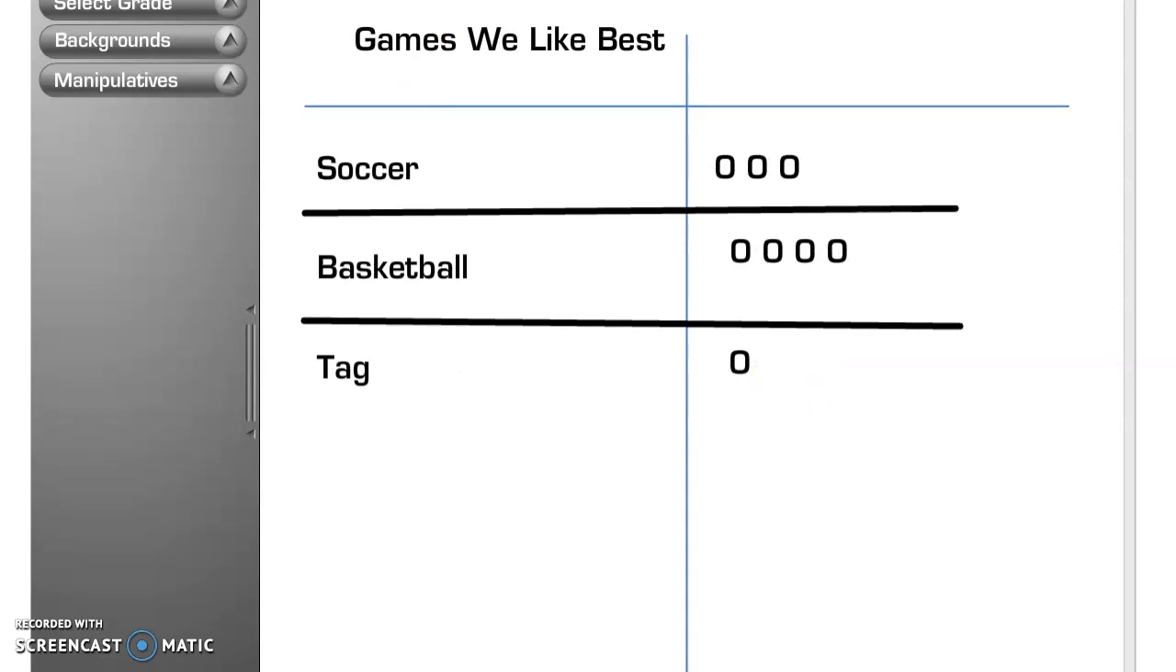On your Post-it, I want you to make this graph. Games we like best was soccer, basketball, and tag, and each circle stands for 5. So I want you to tell me how many are in each part. So how many people like soccer, how many like basketball, and how many in tag. But we know that each circle counts for 5. So for example, soccer would be 5, 10, 15, so 15 total. So on your Post-it, please answer this and turn it in.